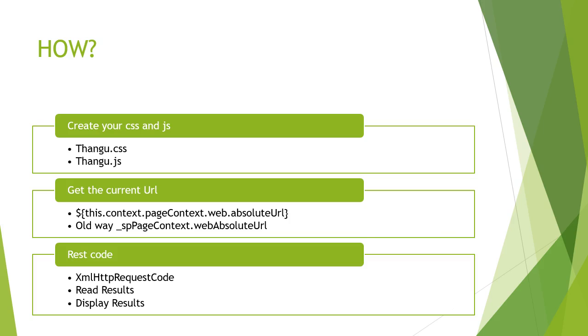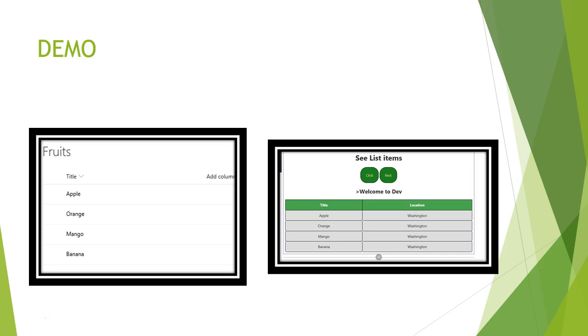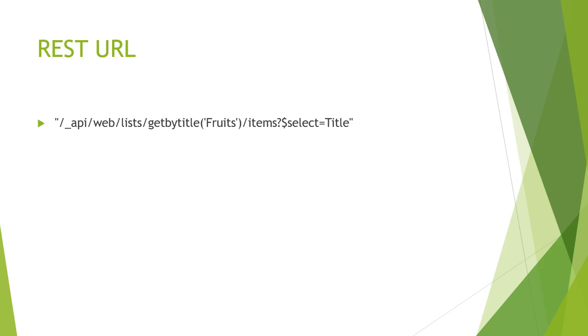And coming to the REST code, I'm going to showcase the XMLHttpRequest code. We'll be reading the results from the URL and displaying the results in a table format. We have a list of data in the fruits list and we'll see the results in the SharePoint Framework SPFx app part in a table.